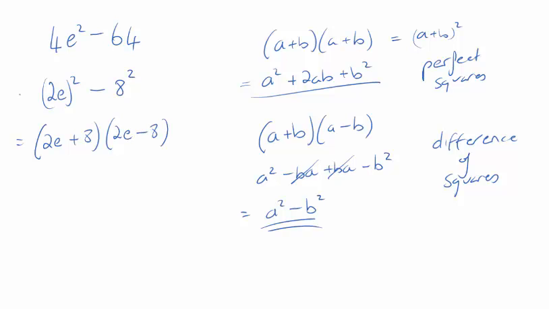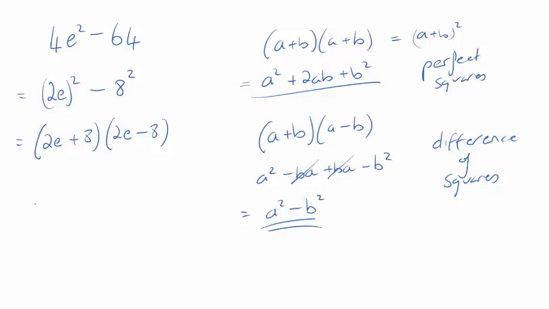If we were to expand that, which you should always check, you're going to get 2e times 2e, which is 4e squared. You're going to get negative 8 times 2e, plus 8 times 2e, which all cancels out, and plus 8 times minus 8, which gets you to negative 64.